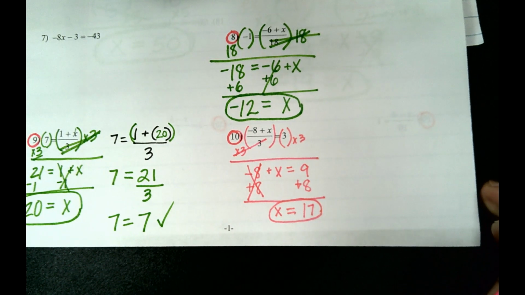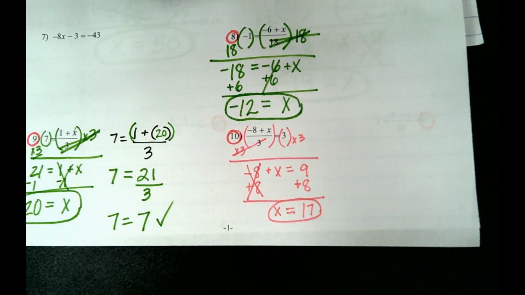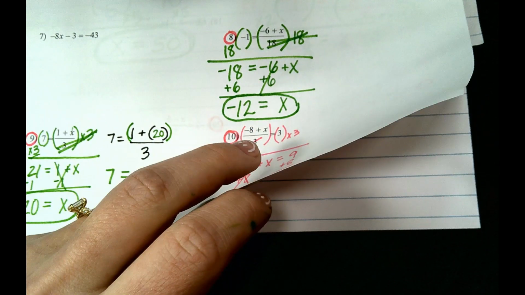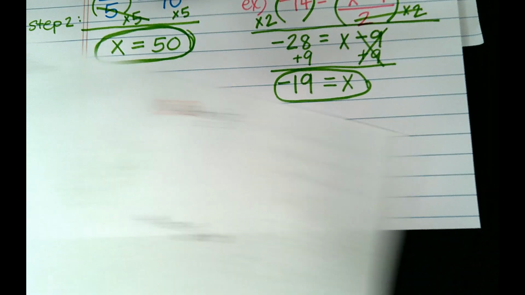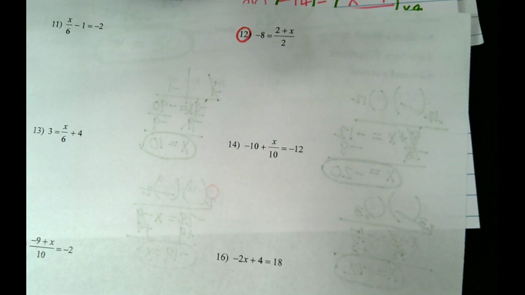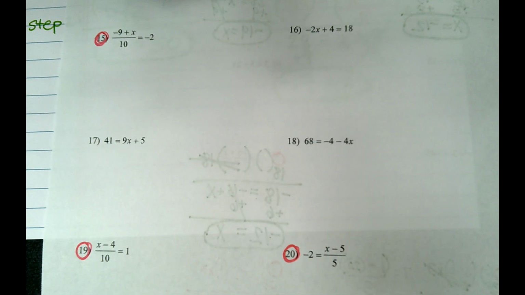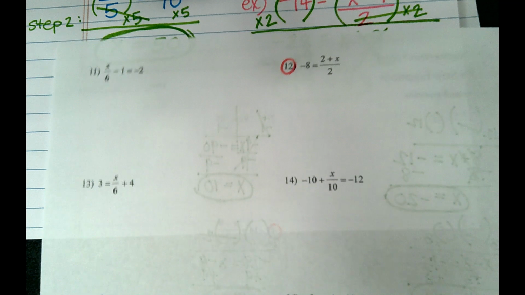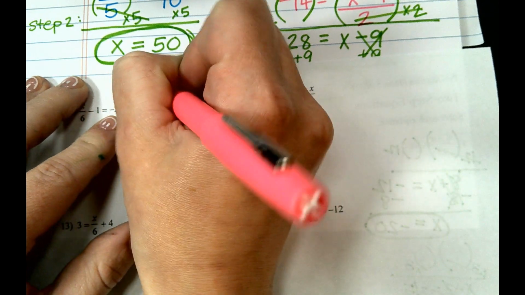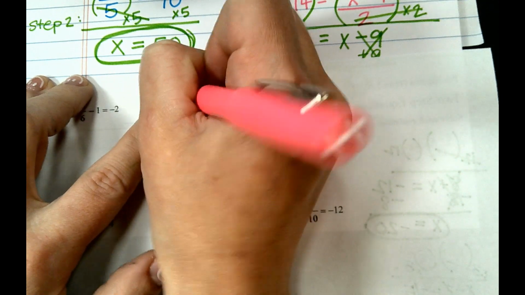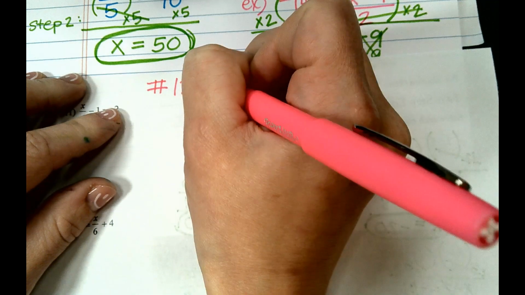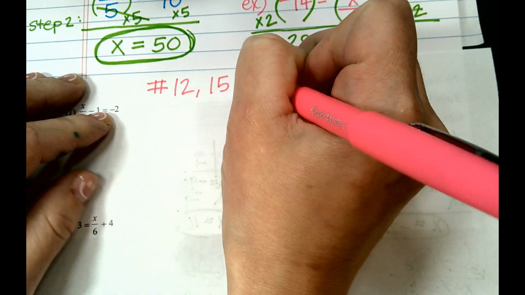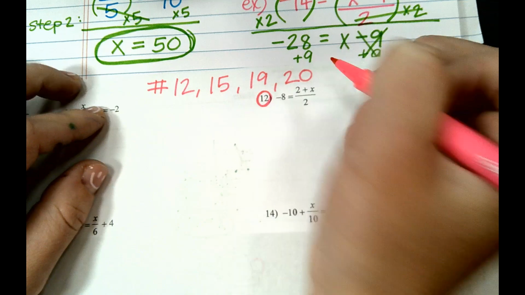Okay, so we did a whole bunch of these. On the back of this worksheet, there are a few circled. That's number 12, number 15, number 19, and number 20. Okay, I want you guys to try these on your own. Here, I'll write it down so we can see it all in one place. Number 12, number 15, 19, and 20.